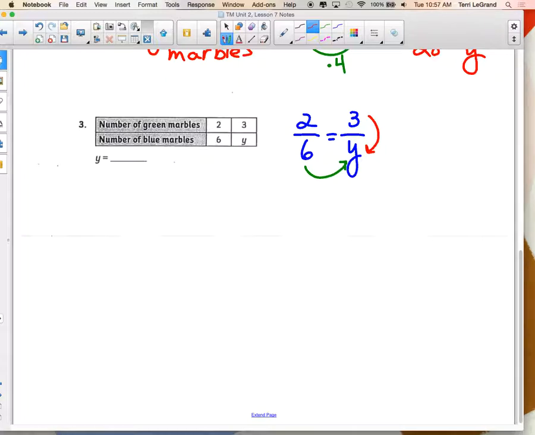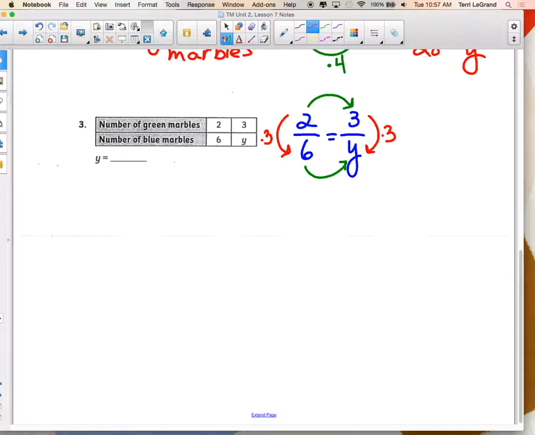Which one's friendly this time? Both of them or just one of them? Just one of them? Okay, which one? So in other words, if it's the horizontal, we would have to be able to say what times 2 gives us 3. Is that friendly? Not so much. I mean, we could figure out what it is, but it's not real friendly, is it? If we use the horizontal, we have to figure out what times 2 gives us 6. Is that friendly? Yeah. Okay, so we're going to do what? Multiply by 3. We're going to multiply by 3.